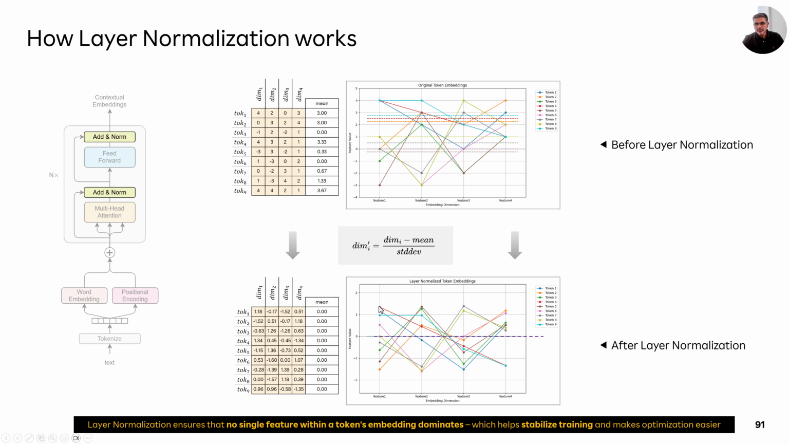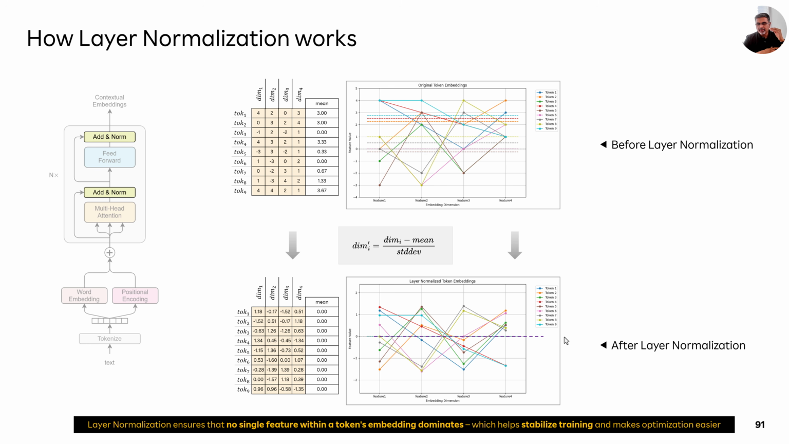The formula is extremely simple, by the way, and it's done token by token across all features of the token. You calculate the mean and the standard deviation, and then you take individual features, subtract the mean and divide by the standard deviation. When you do that, the same distribution of the feature values is retained, but the mean is zero, so everything is centered around that. Now, this gives you stability in training.